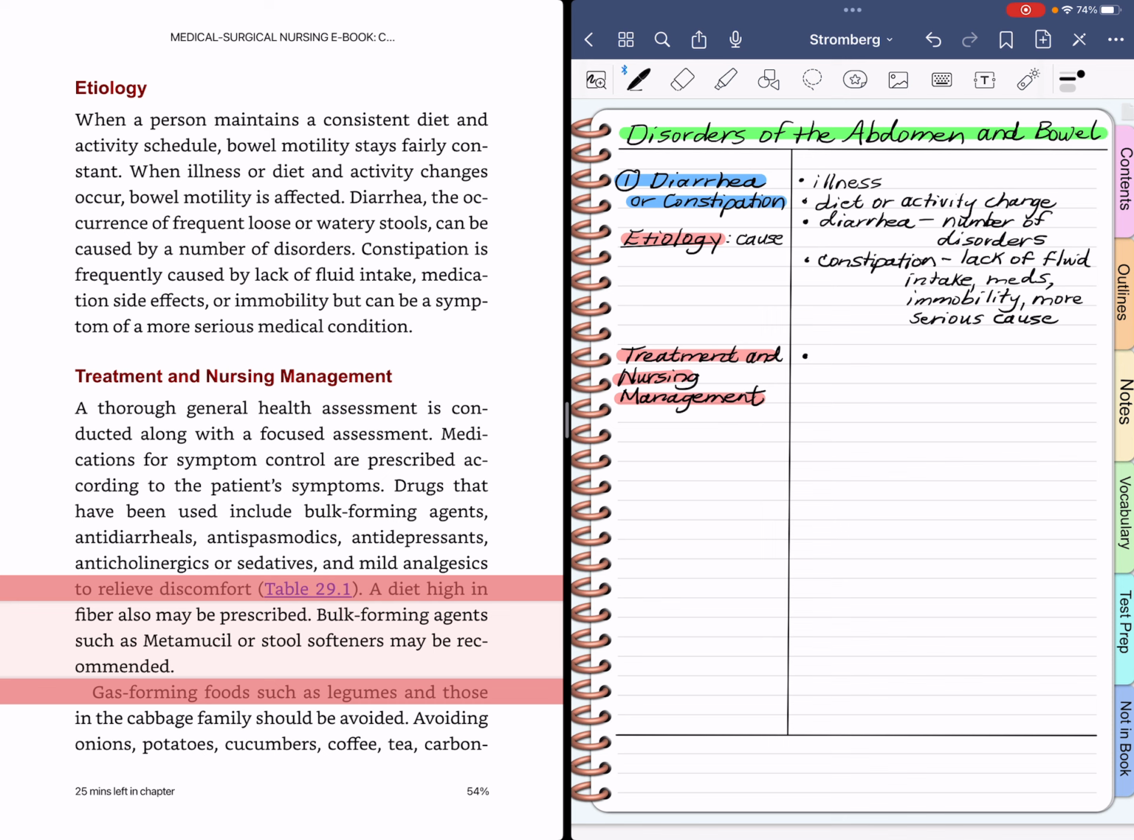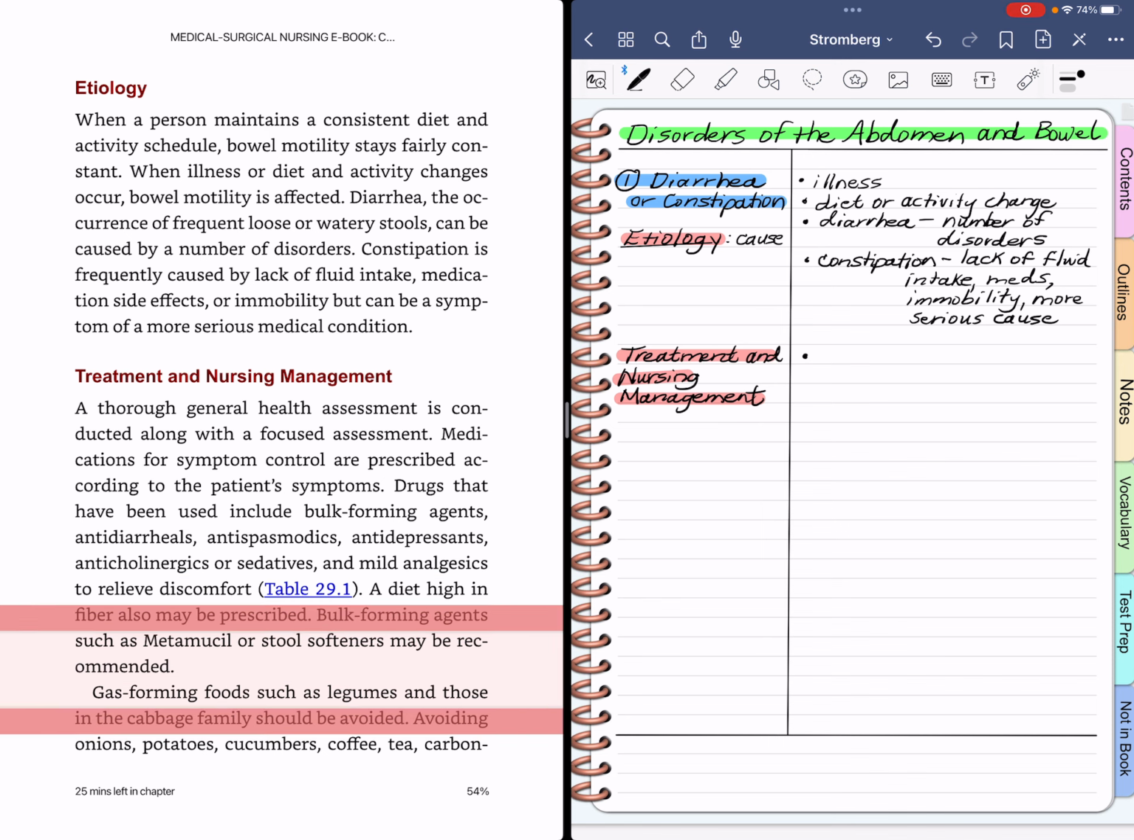A diet high in fiber may also be prescribed. Bulk-forming agents such as Metamucil or stool softeners may be recommended. So this is talking about treatment. It mentions assessment. So I would make a note that assessments are done. This is sort of a sequence of events. And then from that assessment, meds are prescribed.